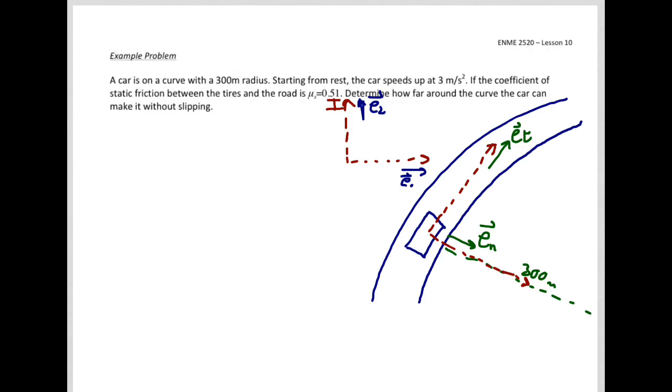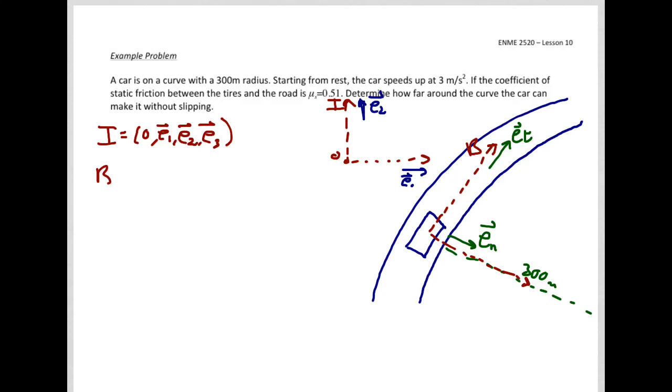Alright, so for reference frame I, we can make a point O. So O, E1, E2, and E3. Okay, we'll define those as pointed to the right, pointed up, pointing out of the plane. And this is reference frame B. Reference frame B is going to be located at point P, which is where our car is.